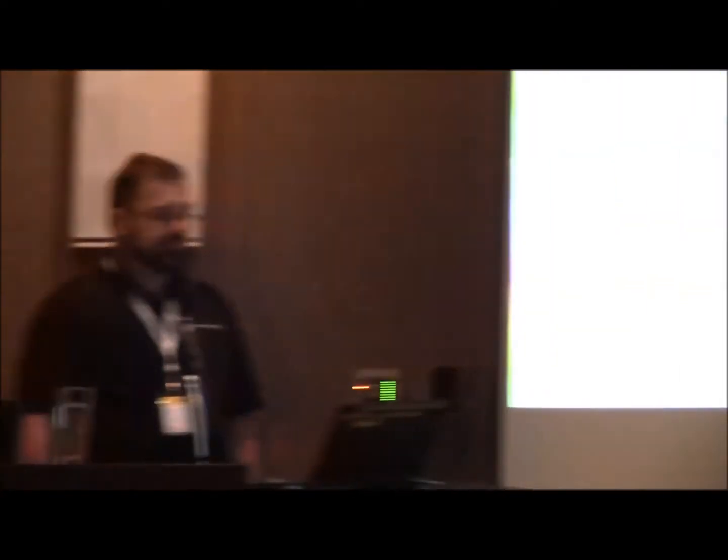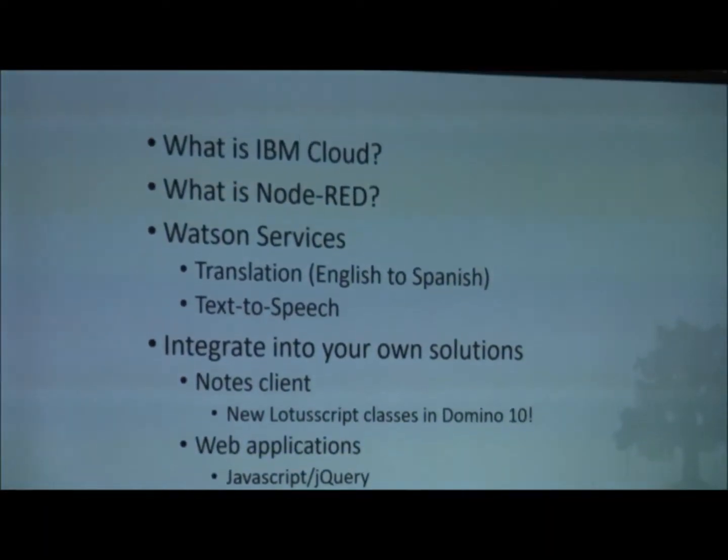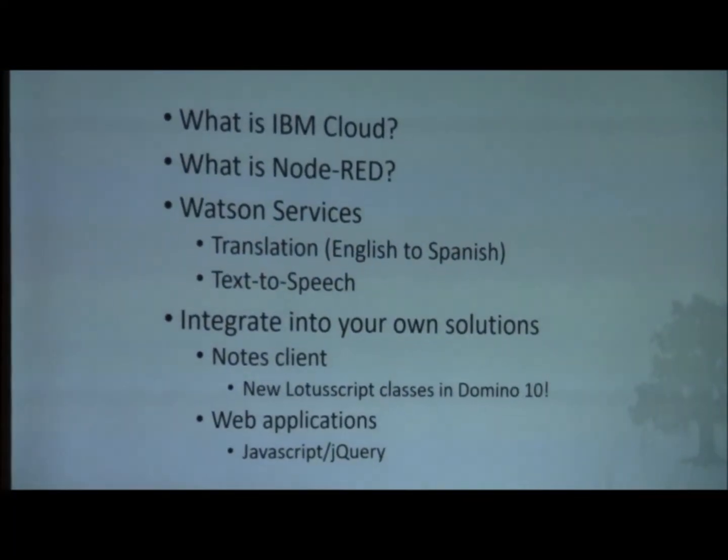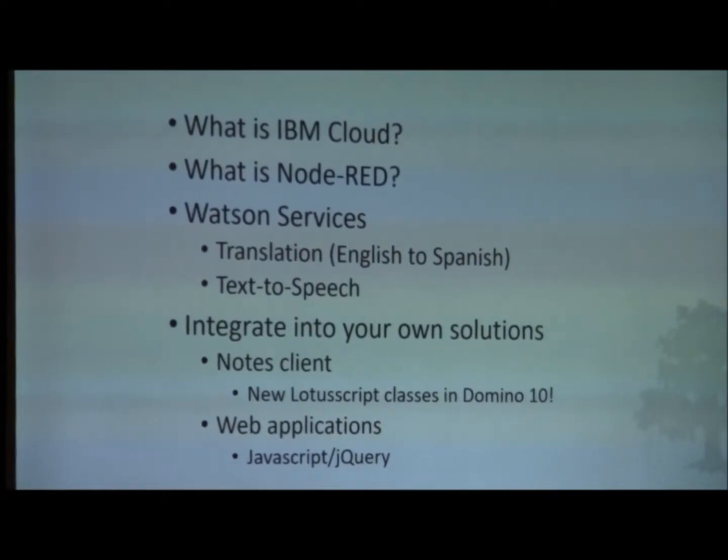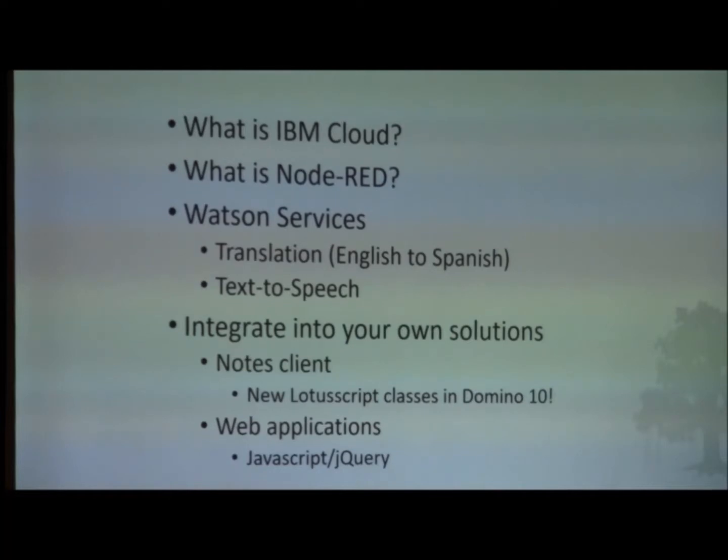But what if you want to do something more, things you can't do natively in Notes Domino? You want to connect to other systems. You want to do something fancy like language translation on the fly, or text-to-speech, things like that. So that's what I'm going to talk about. I'm going to be using IBM Cloud. It used to be called BlueMix. I'm going to explain about that, what Node-RED is, talk a little bit about the Watson services, and then how to integrate that into your own solutions.